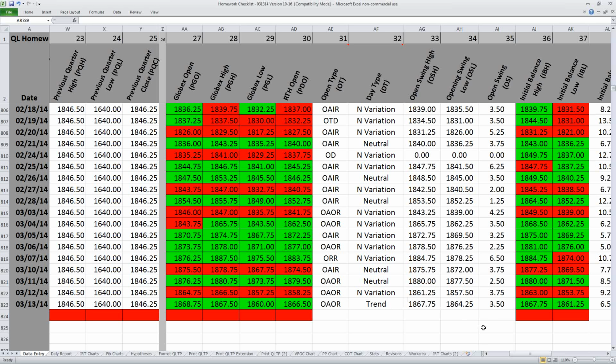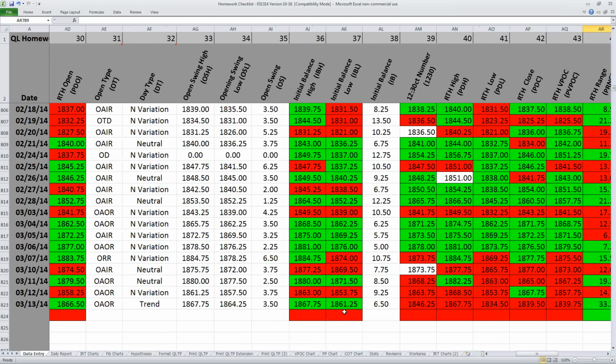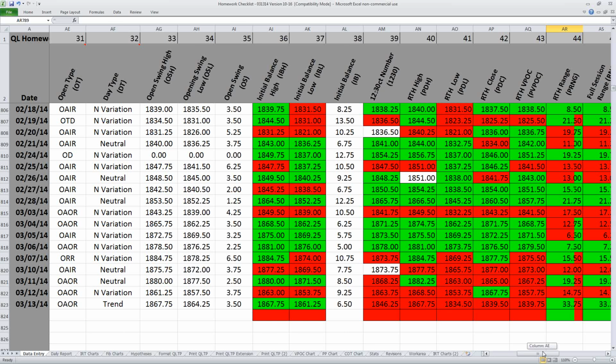We did end up with a trend day. Opening swing was 3.5 points, 67.75 to the high, 64.25 to the low. And then initial balance 67.75 and 61.25 on the low for a 6.5. So pretty normal day in the beginning. It looked like it was going to set up for a rotational day. Then the sellers stepped in and they just took us down.